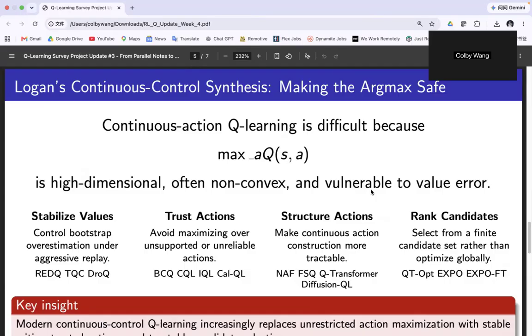The third family changes how actions are represented or generated. NAF, FSQ, Q-Transformer, and diffusion QL each make the action space more manageable in different ways. The fourth family ranks a finite candidate set rather than solving a global continuous maximization problem. QT-Opt uses a cross-entropy method-style approach, whereas EXPO and EXPO FT use policy-generated or edited candidate actions. This is valuable because it shows that continuous control Q-learning is not one trick. It is a design space involving critic stability, action trust, action representation, and candidate selection.